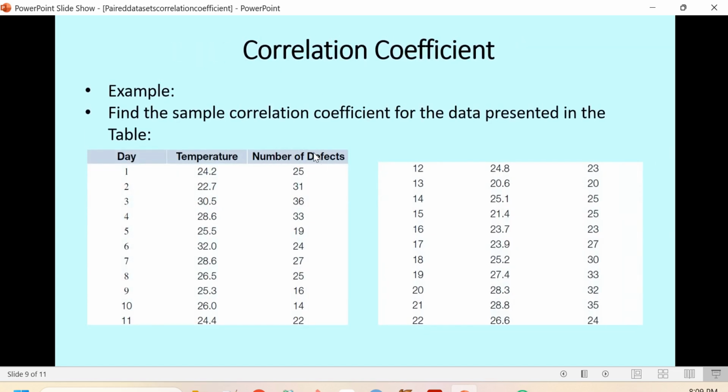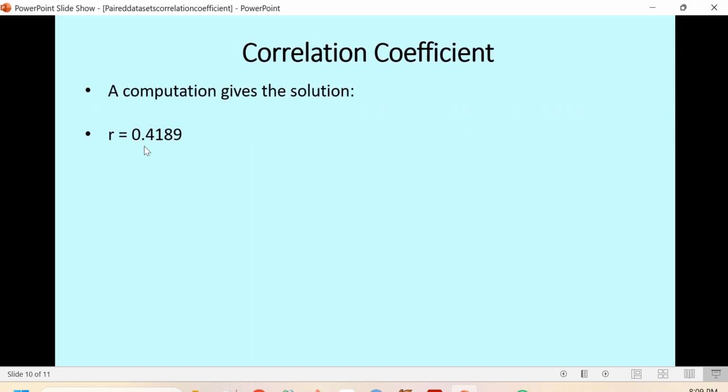So next we show a practical example. From this table, there are 22 observations of the temperature and the number of defects. If we calculate the correlation coefficient between these two variables, you can see it is about 0.4189. So they have roughly a positive correlation coefficient. This matches the scatter plot we have seen, but it is not very high and not very low, a moderate 0.41.